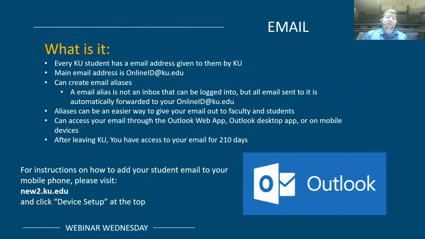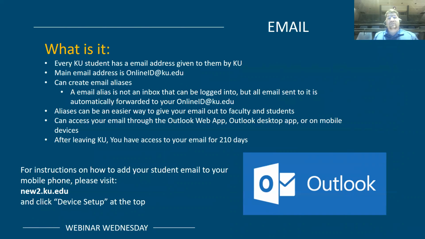Now what that means is that if you email edelatorre@ku.edu, when I go to check my email, I won't use edelatorre@ku.edu as my login. I'll actually use my online ID to log in, because all email that is sent to edelatorre@ku.edu is automatically forwarded to my online ID at ku.edu. You can have up to 4 email aliases, and they all will send to your online ID at ku.edu.